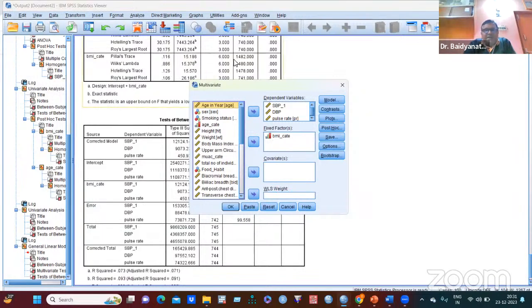If these are significant, we can go to the MANCOVA. If these are not significant, that is not necessary. So this is the MANOVA and MANCOVA. Is it clear?